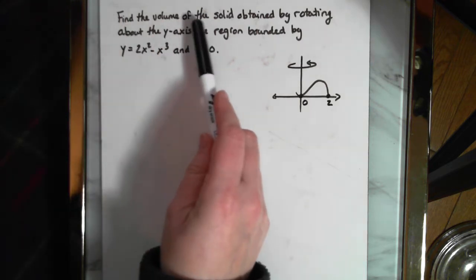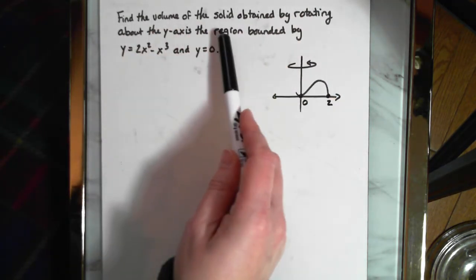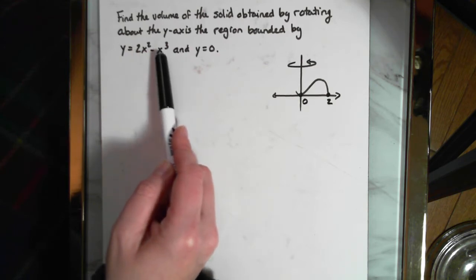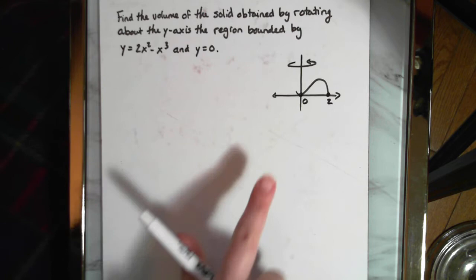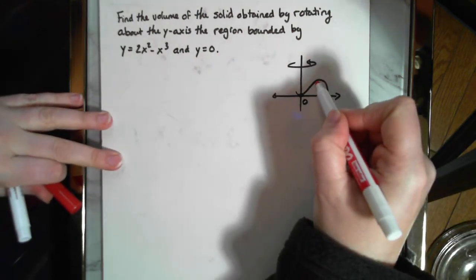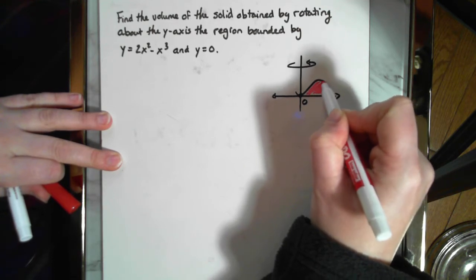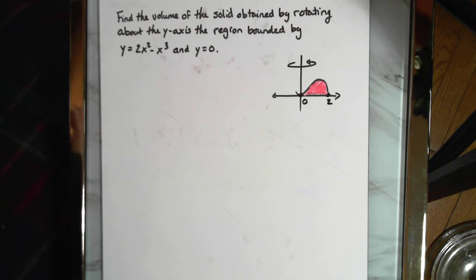Find the volume of the solid obtained by rotating about the y-axis the region bounded by y equals 2x squared minus x cubed, and y equals 0. I've given you a picture of the graph, and I always recommend graphing this because it will help you determine the radius value, the height value, and everything else that you need in this equation.